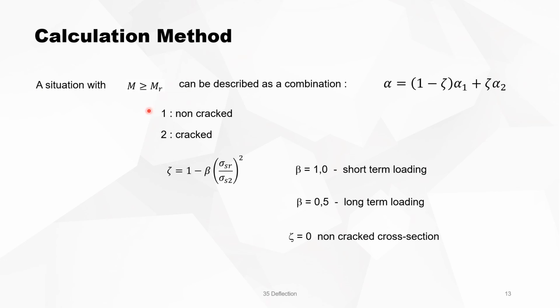A situation where the concrete is cracked can then always be described as a combination: zeta times alpha 2 plus 1 minus zeta times alpha 1, where alpha 1 is non-cracked and alpha 2 is cracked. So you always have a combination of a non-cracked with a cracked section. And the coefficient zeta, as we have seen, is this value. The value of beta is 1 for short-term loading and 0.5 for long-term loading. And when you are sure that the section is not cracked at all, then of course zeta must be taken as 0.